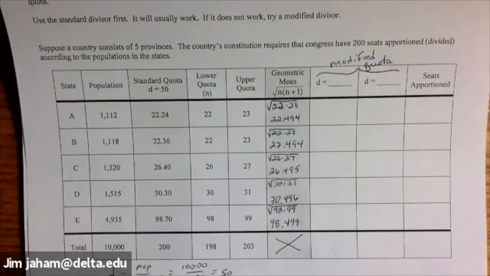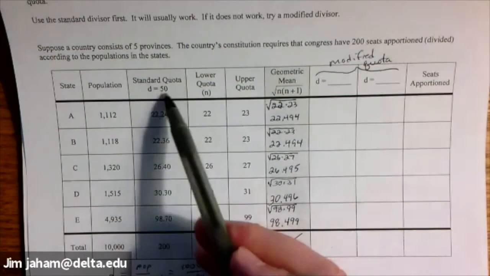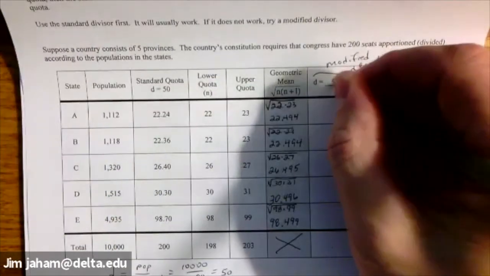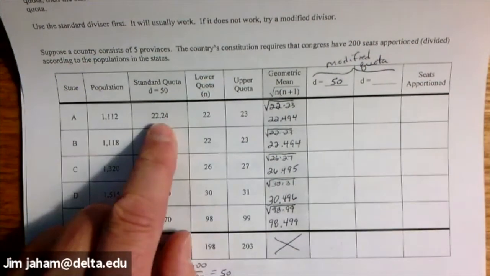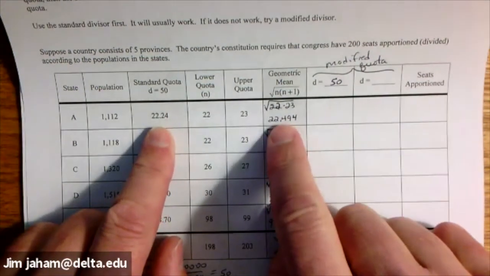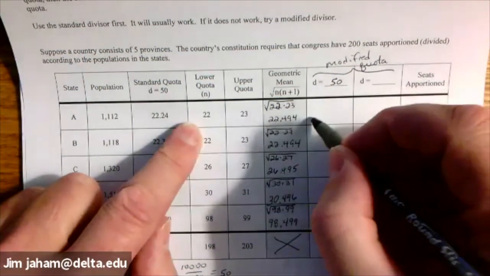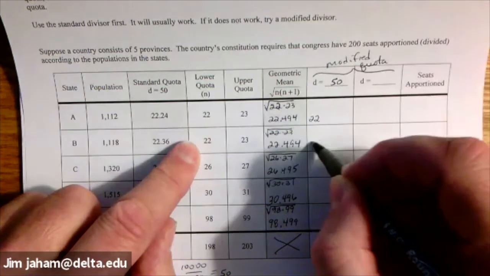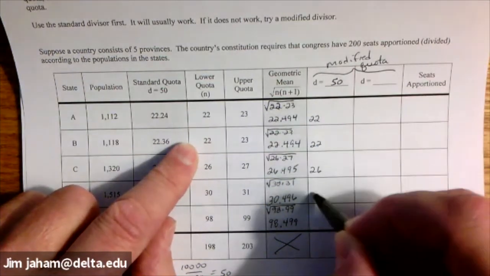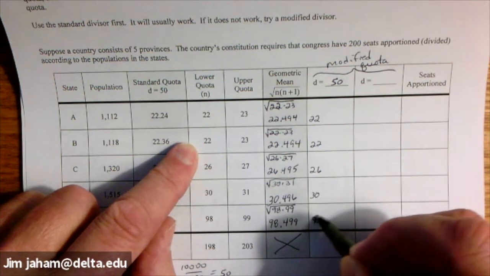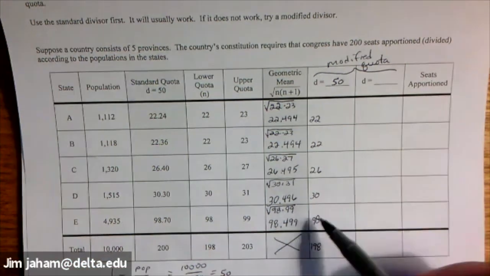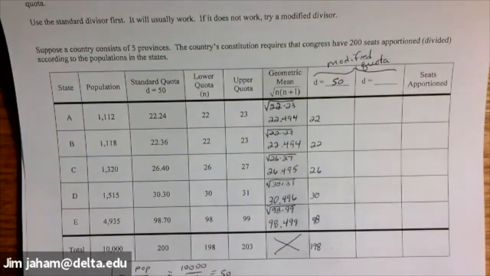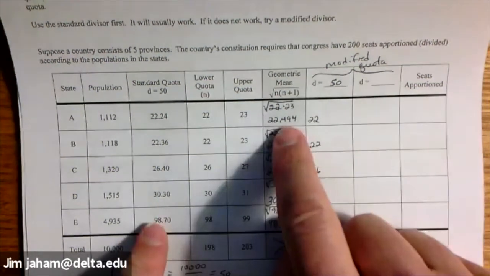The first one I'd like to try is, we've already done the standard quota, so why not just try the standard quota like this? Because the numbers are already there. Here's the standard quota, and there's the geometric mean. So we're going to start all of these off at the lower quota. We know that the sum of these lower quotas is 198. So ideally, we would want to increase 2 of these by exactly 1. We just don't know which ones. All right, so that's our starting point. And here's how we make the decision.